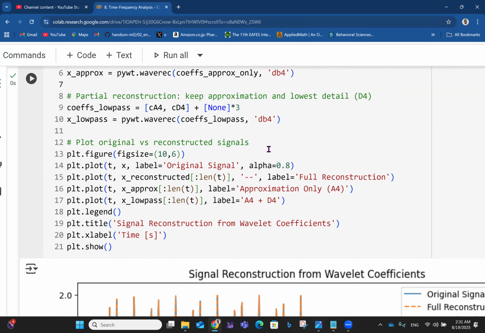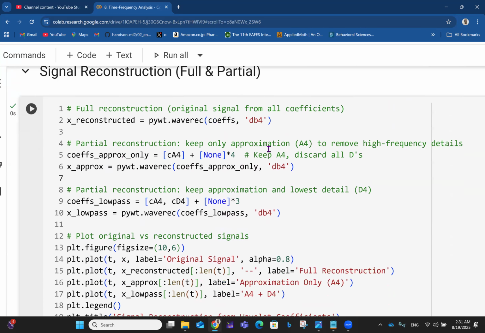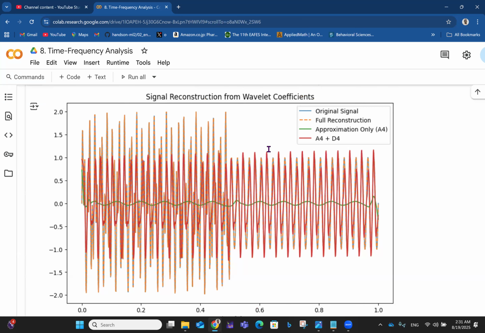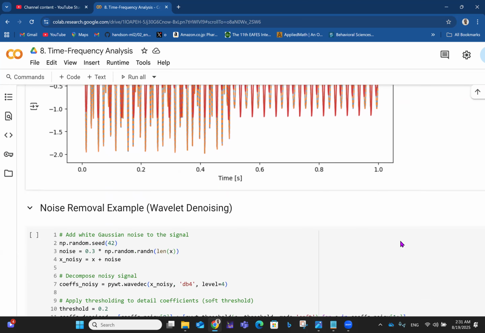So I just run this and we get the signal reconstruction, both full and partial. So look at this now. We have all the signals. The original signal is blue. So you can see it, somewhere in the background. And then for the full reconstruction now, you have the orange color. For approximation only, which is for A4, you see this green line going there, and then A4 plus D4, that's the red one. So that one has higher amplitudes like that. So that's for signal reconstruction for wavelet coefficient.